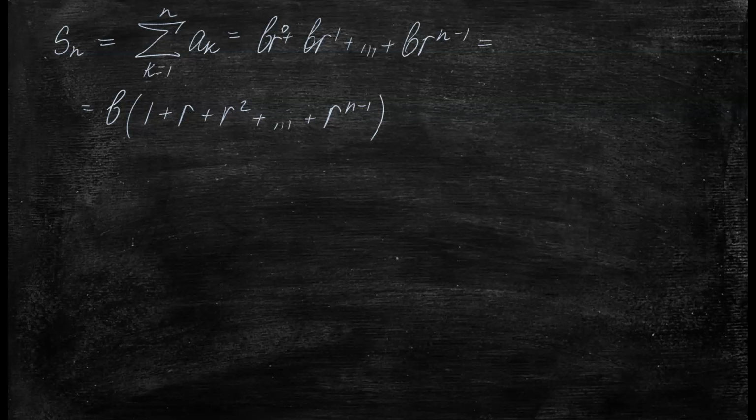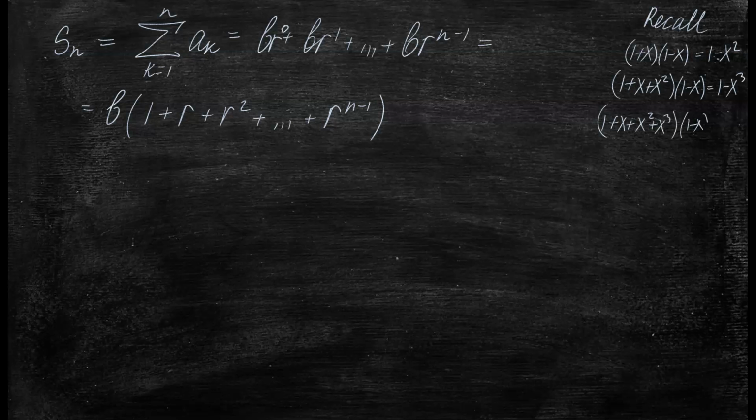And here we're going to do a little trick. I want you to recall the following formulas from algebra. 1 plus x times 1 minus x is equal to 1 minus x squared. 1 plus x plus x squared multiplied by 1 minus x would be equal to 1 minus x cubed. And I'll let you guess, what do you think this is equal to when multiplied by 1 minus x? The correct answer is 1 minus x to the power 4.